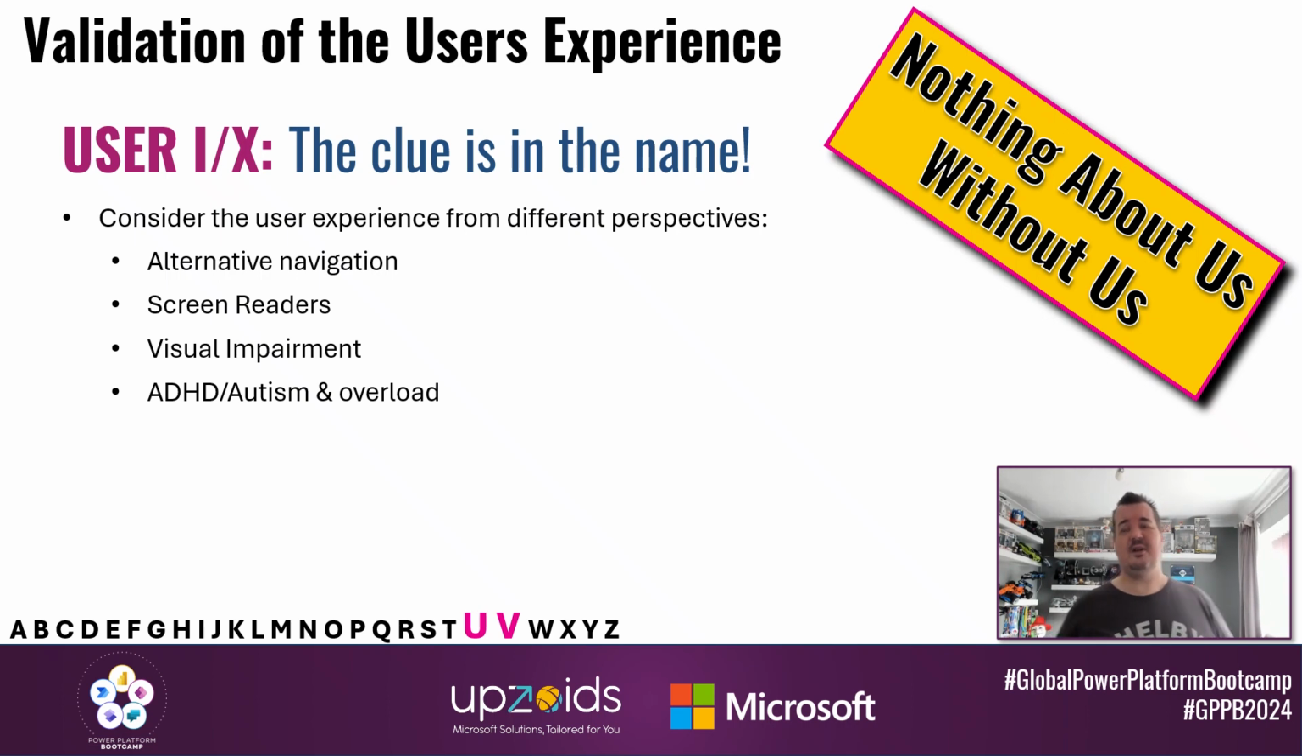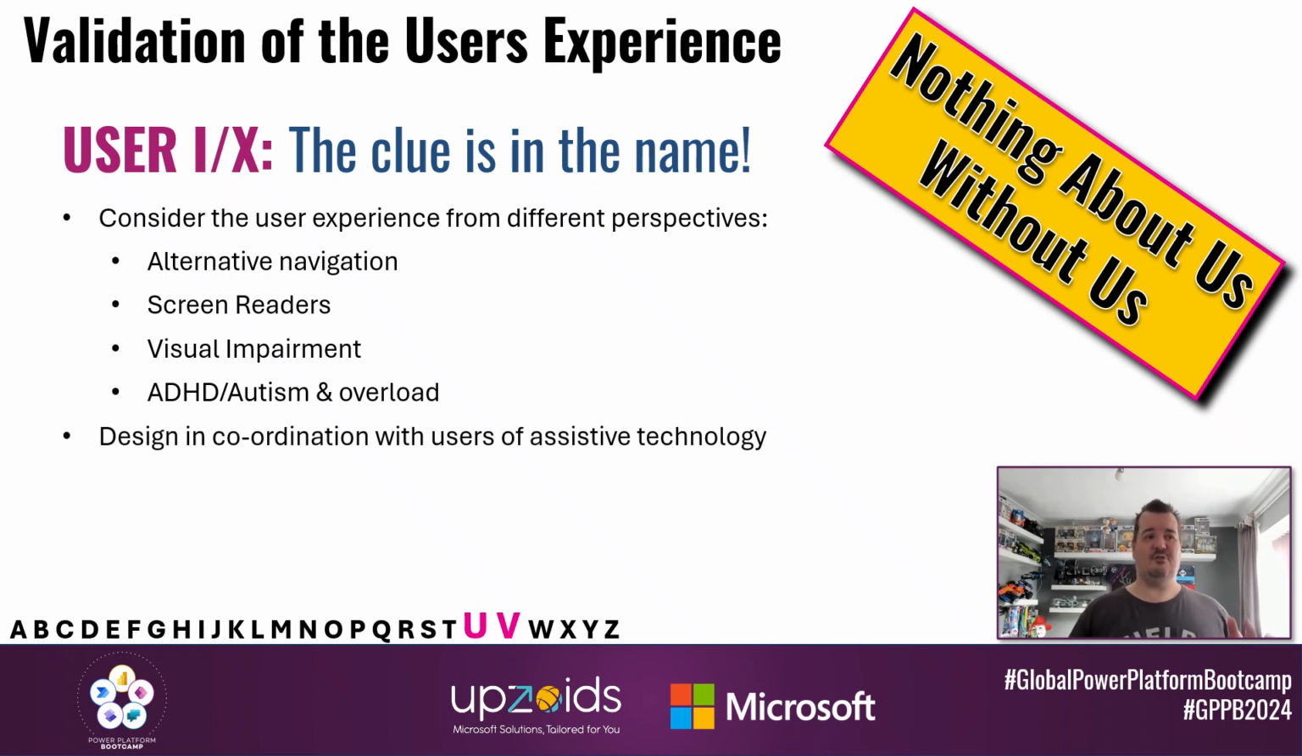We need to think about visual impairment. Try using magnifier. We need to think about ADHD, autism, overload, too much information, all that stuff. And I realise there is an irony that I'm doing a dump of loads of information. I'm saying don't do too much information. But design whatever you do in coordination, hand in hand, work with people who use assistive technology or who have accessible needs. Think about them, work with them. As it says in the big bold box there, nothing about us without us.